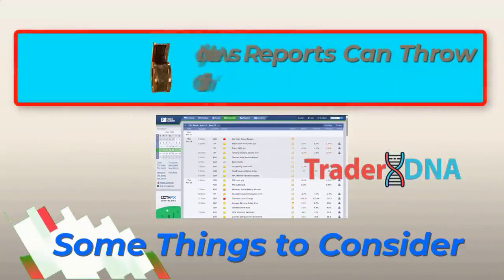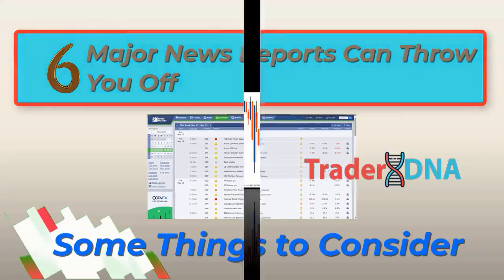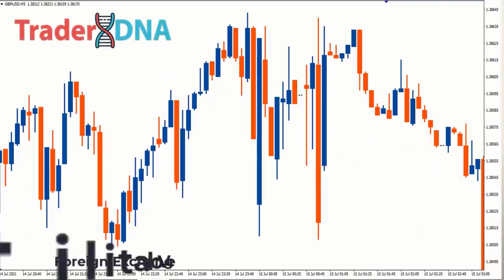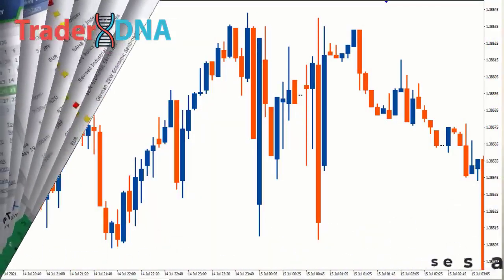Sixth, major news reports can throw you off. Because of slippage and high volatility, trading around highly anticipated news reports can be very dangerous. It sucks when you unexpectedly see price jump in the opposite direction of your trade because of a news report. So, be prepared and know what's coming out by checking out the economic calendar.